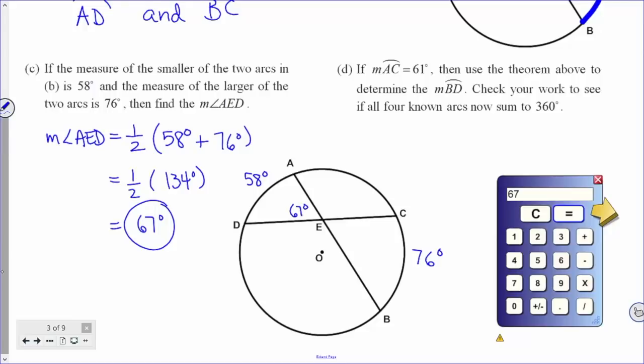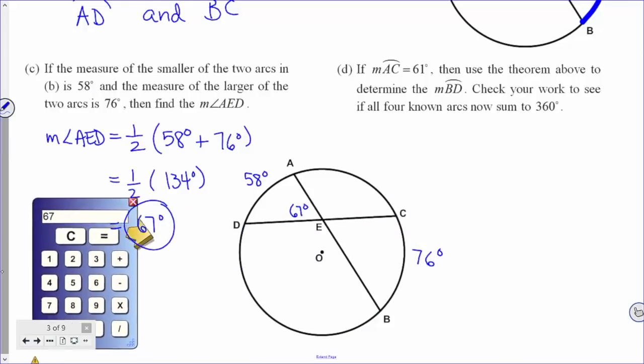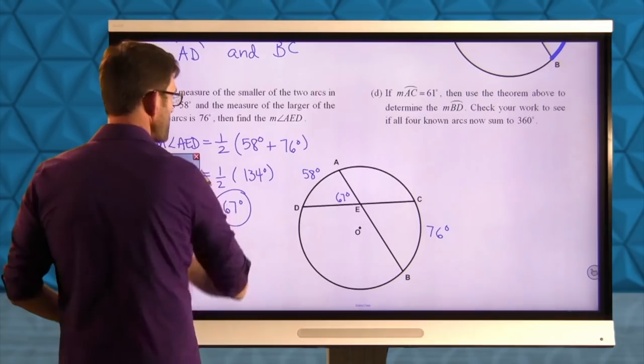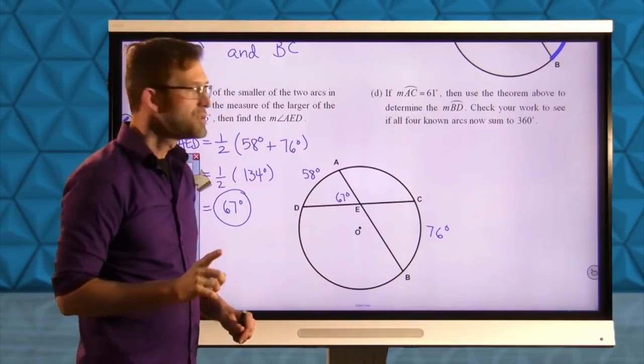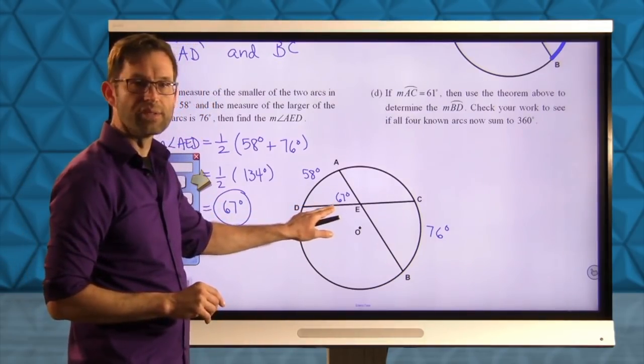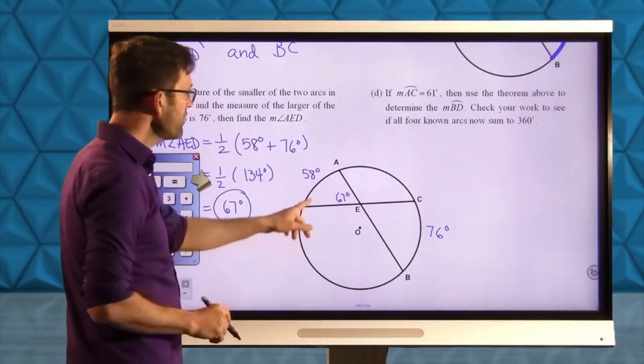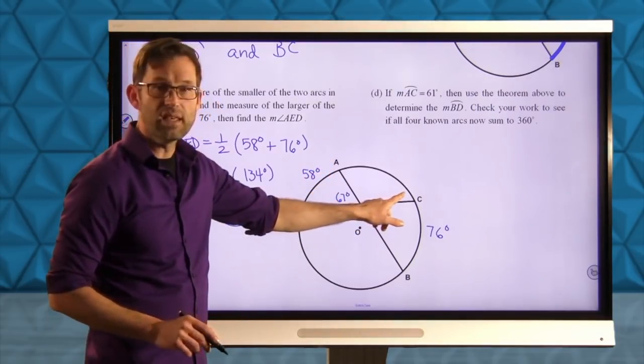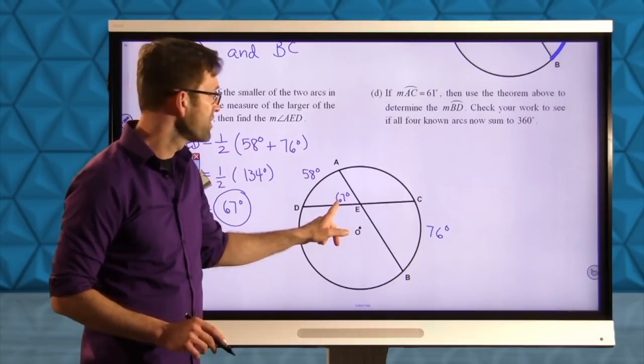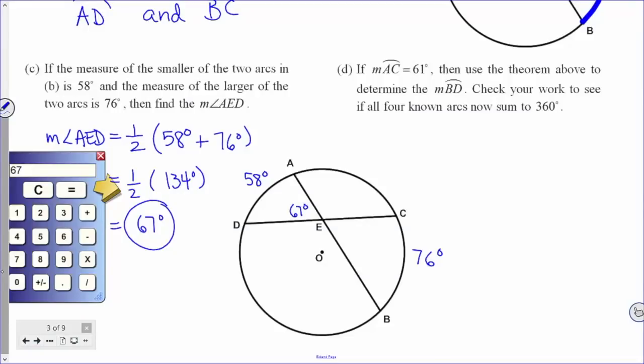I know right now that that angle is 67 degrees. I'm just going to throw this over here. Okay? So because I know that this angle is 67 degrees, I can figure out what angle AEC is by simply subtracting the 67 from 180, right? Just do 180 minus 67, and I find that this angle is 113 degrees.